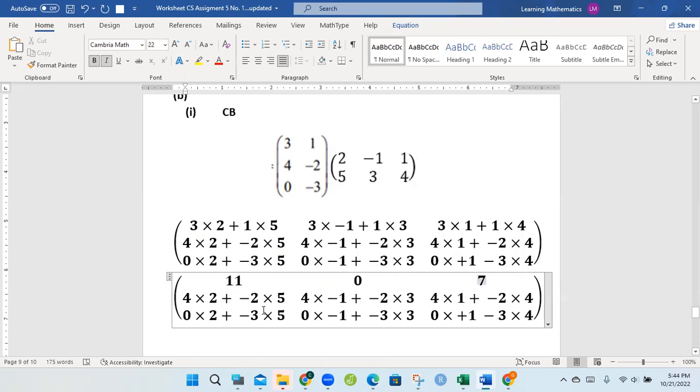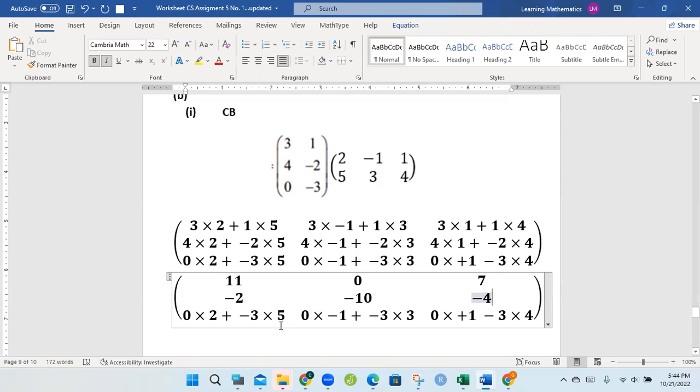4 times 2 is 8. Negative 2 times 5 is negative 10. 8 and negative 10 is negative 2. 4 times negative 1 is negative 4, and negative 2 times 3 is negative 6. Negative 4, negative 6 is negative 10. 4 times 1 is 4. Negative 2 times 4 is a negative 8. 4 and a negative 8 is a negative 4.